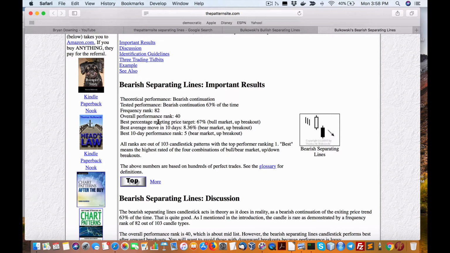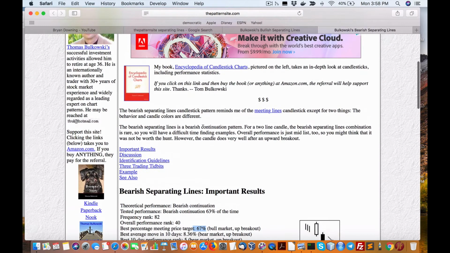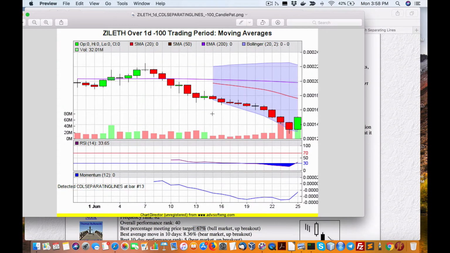The accuracy is 67%, best percent, meeting price target 67% of the time. Let's see how that looks. I'm not sure if that's something to get excited about. I'm not sure which average this is. This is the EMA 200 30-day average. We know we're in bearish territory because we've hit our SMA 20. I don't see the 50, but we're definitely entering into bearish territory.